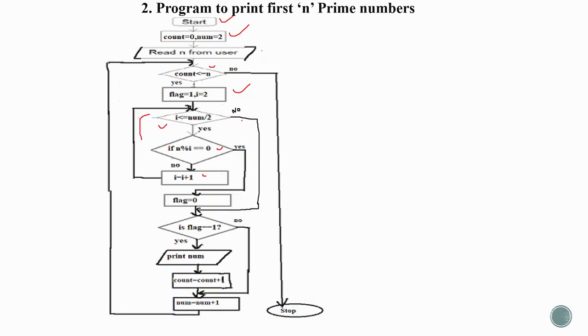So when it is no, directly check the status of flag. If flag is 1, we will print the number because the number is prime. If flag is not 1, we just increment our number. If we are considering 2, then we just increment that to 3. That's it. Okay, and here when n percent i equals 0, which means our number is not prime, we set the flag equal to 0 and check the flag value. And at last, each time num got incremented, it will check whether the count reached the n limit. And when count reaches the limit, we will stop.